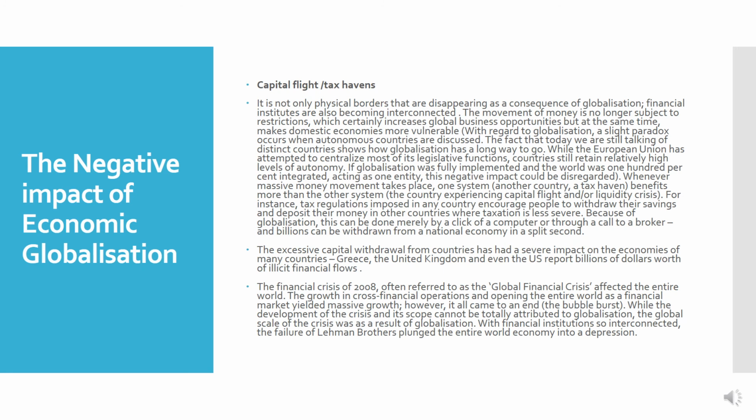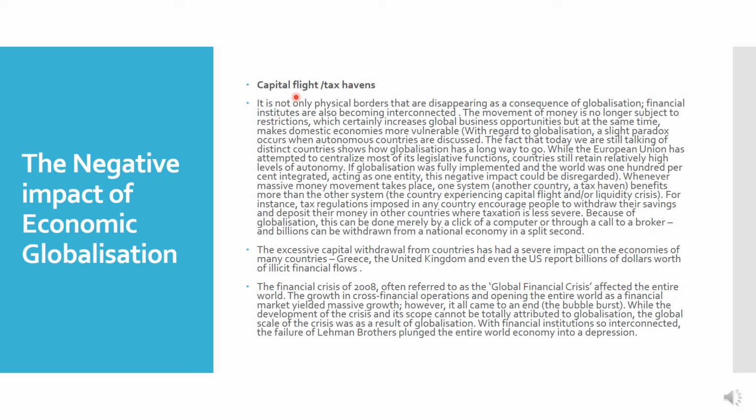What are the negative impacts of economic globalization? So far, we have seen all the positives of economic globalization, but what are the problems with it? So the first is capital flight or tax havens. Now, what's that? It is not only physical borders that are disappearing as a consequence of globalization. Financial institutes are also becoming interconnected. The movement of money is no longer subject to restrictions, which certainly increases global business opportunities. But at the same time, it makes domestic economies more vulnerable with regard to globalization.